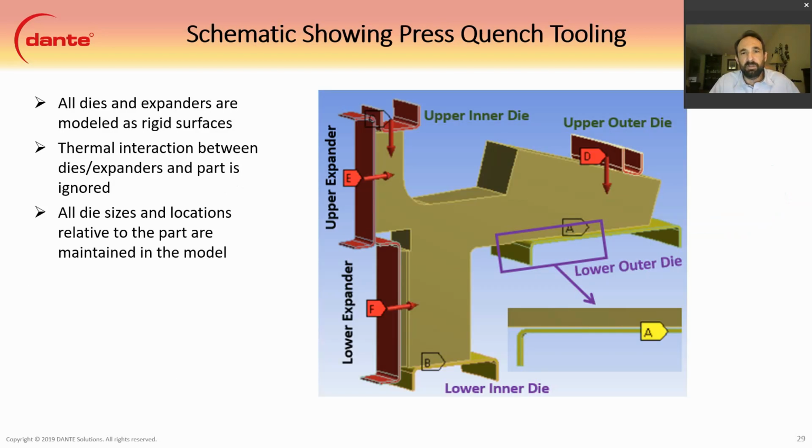Figure on the right shows the press quench tooling design set up in the model. You can see that there's a gap between the lower die and the bottom of the bevel. This gap is when the part is cold, and it was maintained in the model. And all dies and expanders are modeled as rigid surfaces, and the thermal interaction between the dies and the part is ignored, which is generally a good assumption unless the contact points are very large or the gear has very low hardenability.